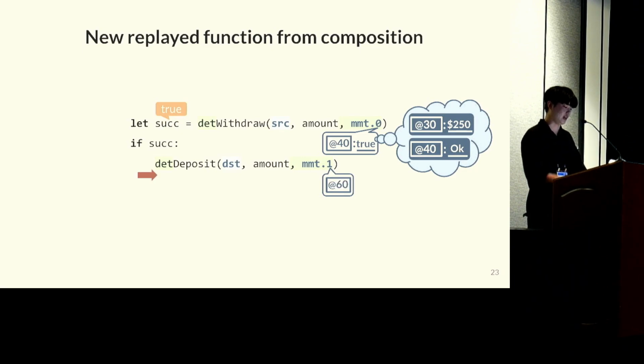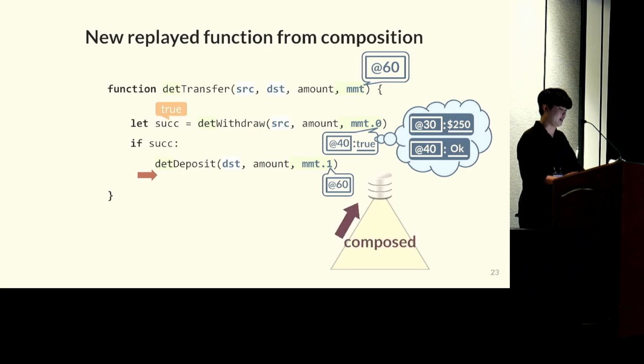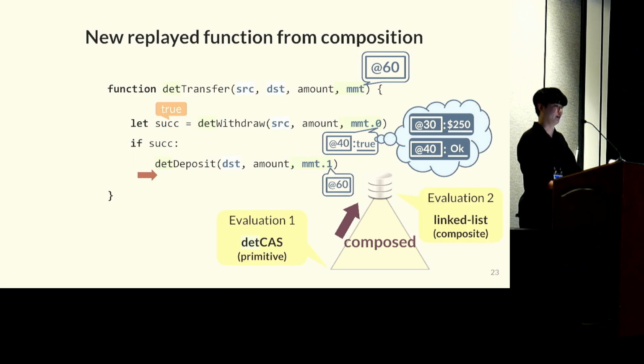Similarly, the detectable deposit function may complete at timestamp 60. So we can consider that the transfer function also completes at this point. We easily get a new replayable function through simple composition. In this way, a detectable high-level application can be composed from the bottom up. To show the overall performance, we evaluate the fundamental primitive detectable CAS and a Memento-based composed linked list.